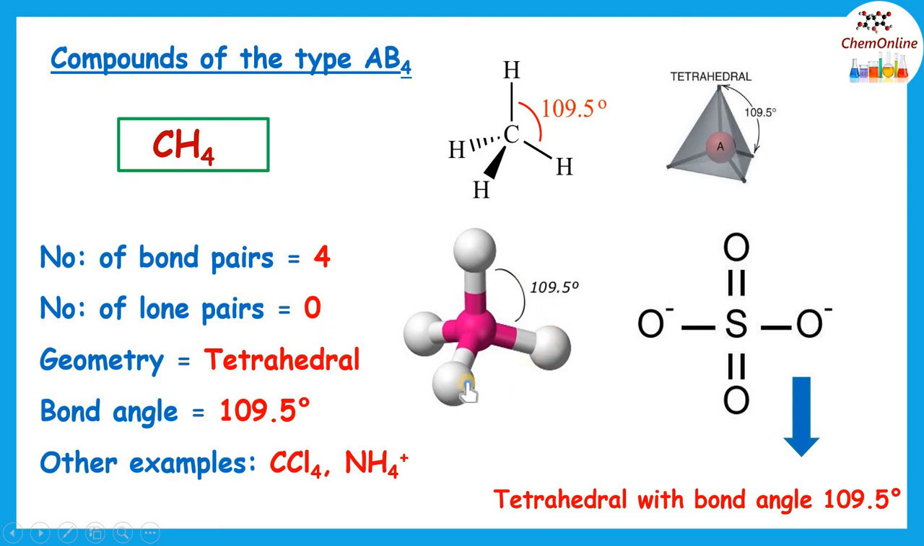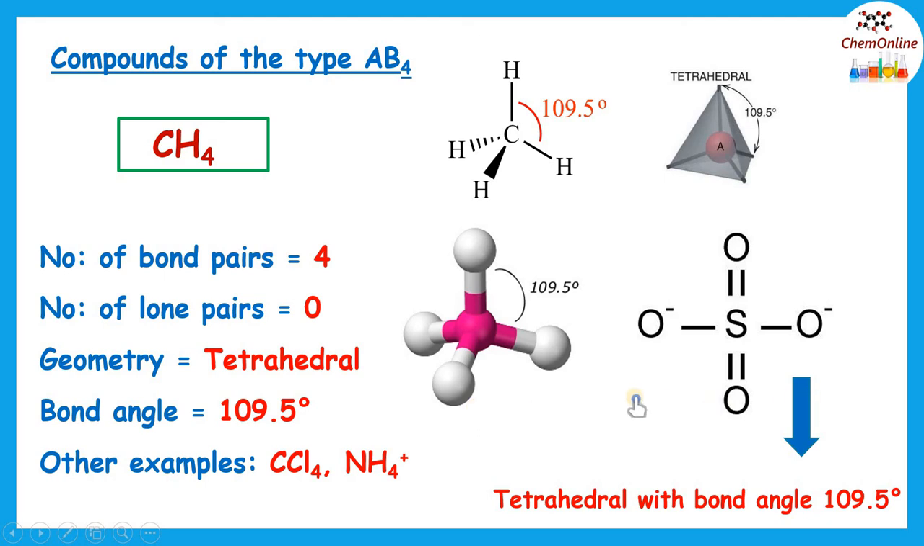So in order to minimize repulsions, methane assumes a tetrahedral geometry as shown here. And the bond angle is 109.5 degree, or you can say 109 degree 28 minutes. CCl4, carbon tetrachloride, and the ammonium ion, NH4+, are other species which belong to tetrahedral geometry.